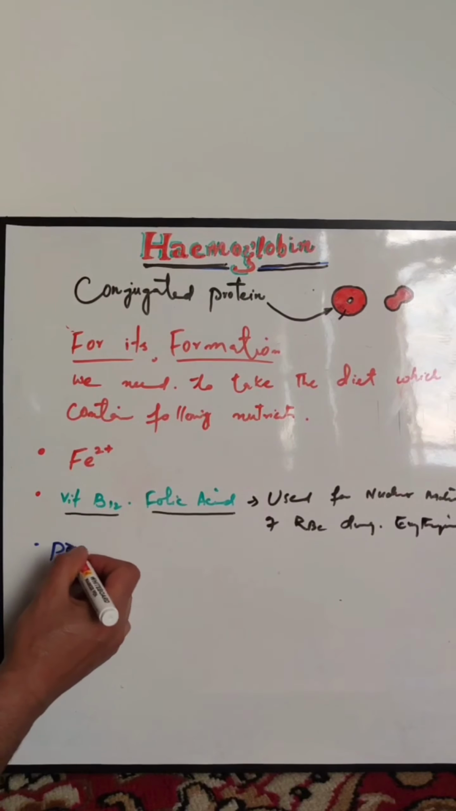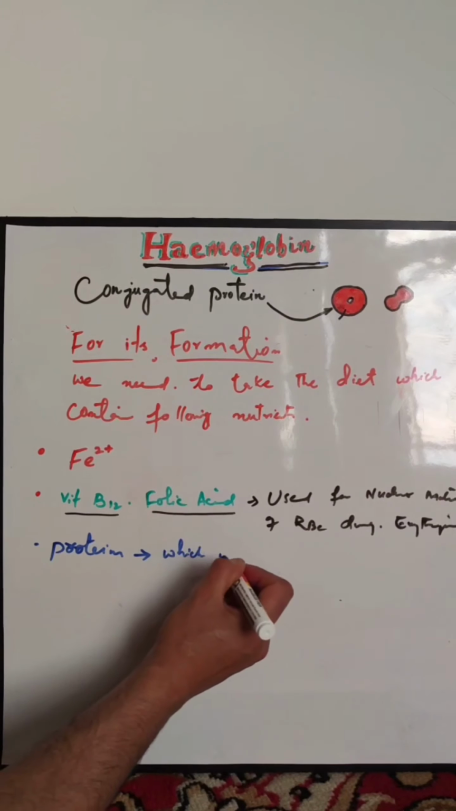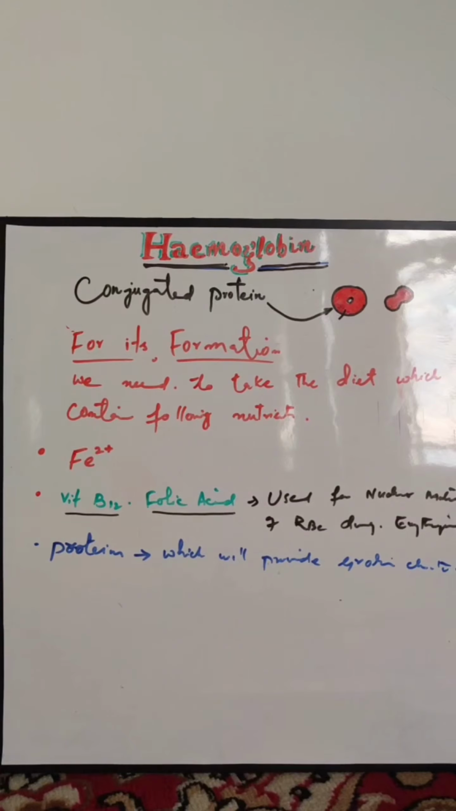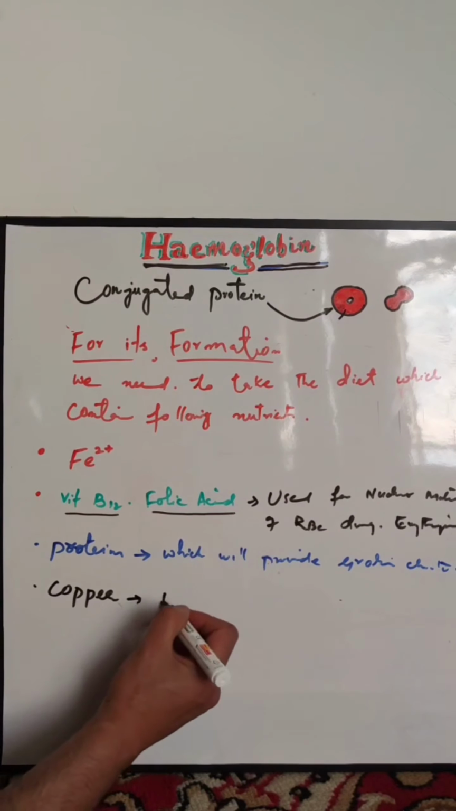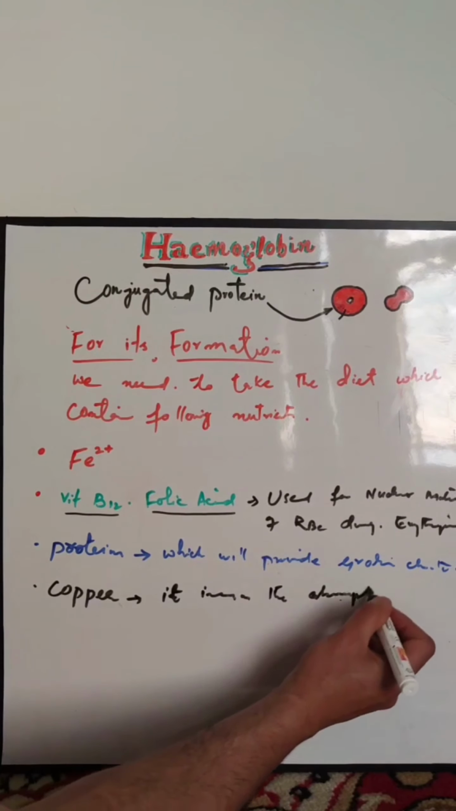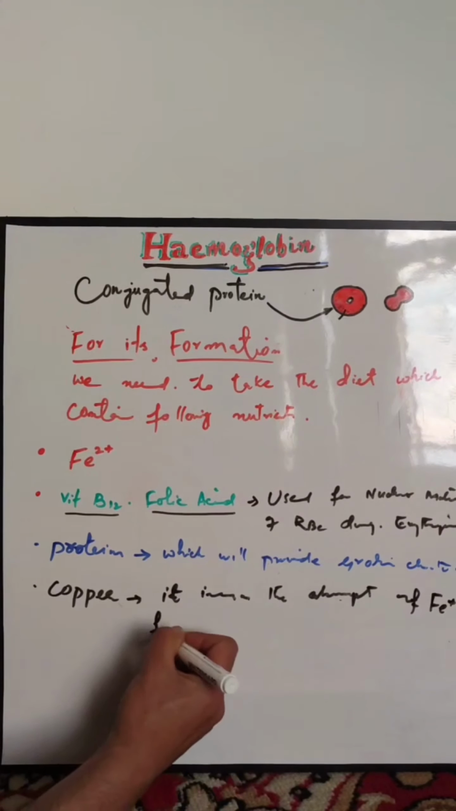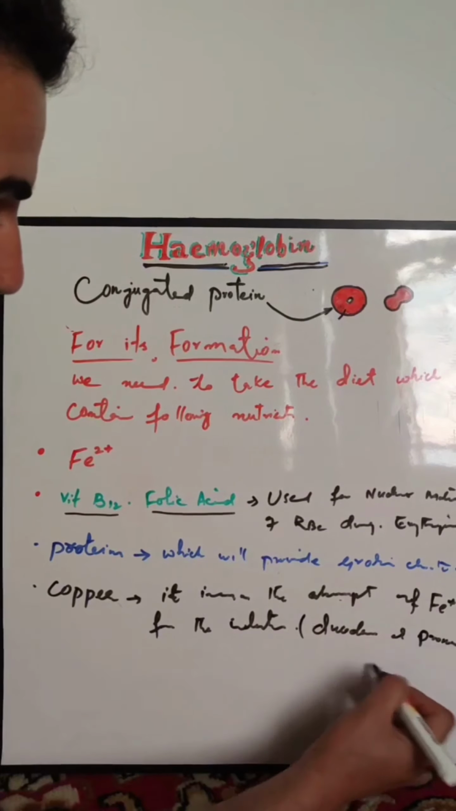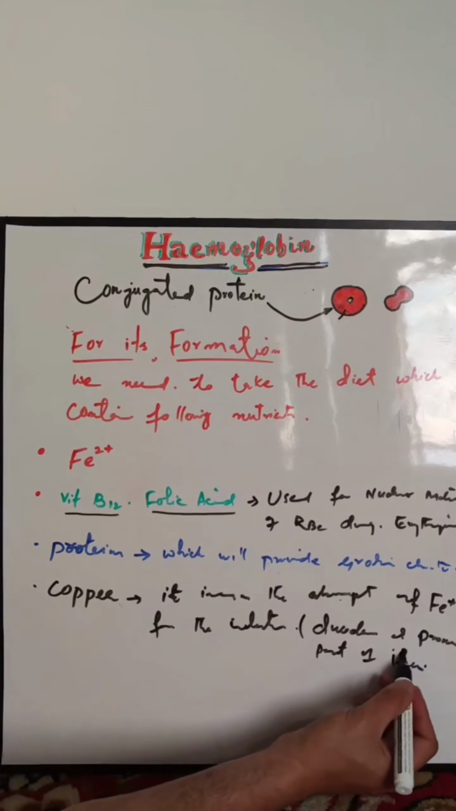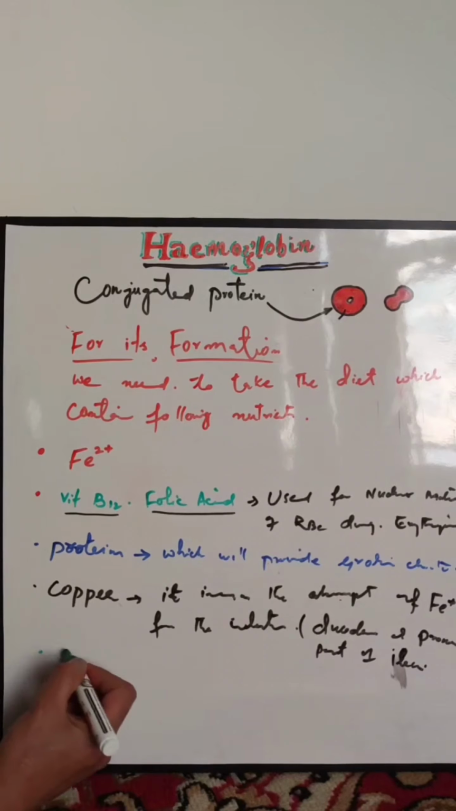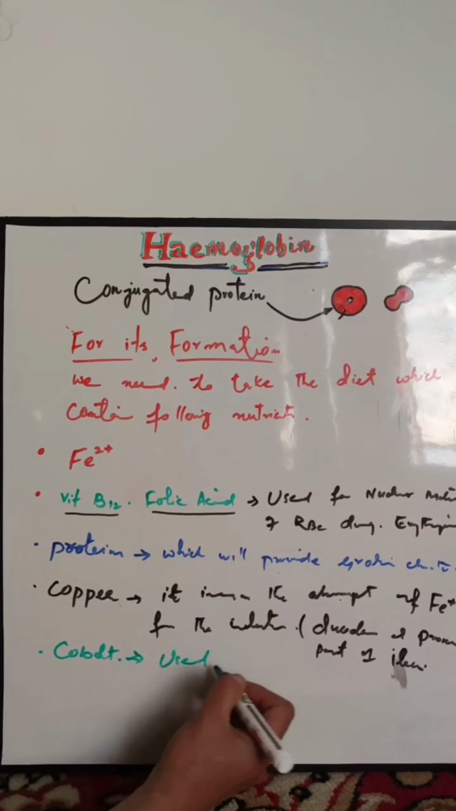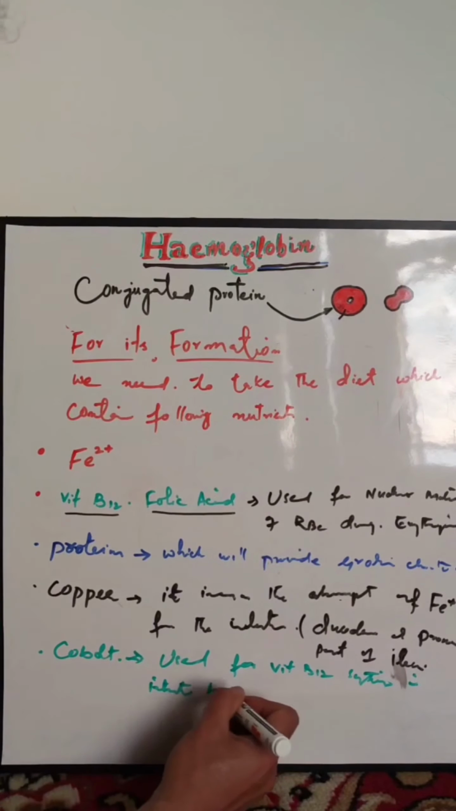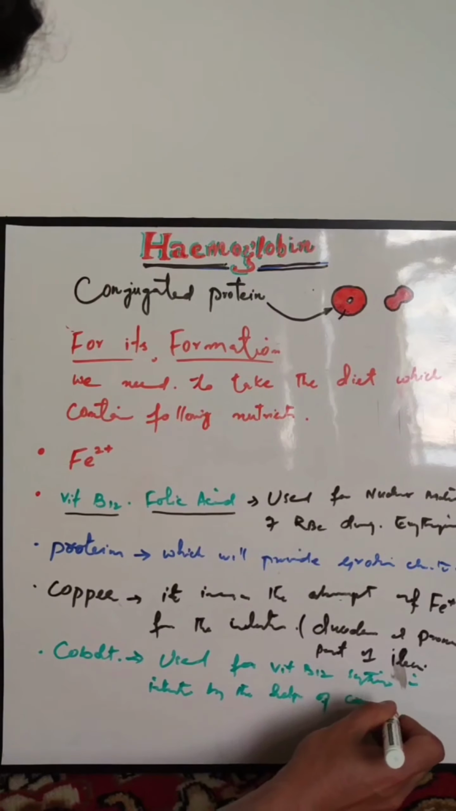Third one is protein diet. The diet must be full of proteins, which will provide the globin to the hemoglobin molecule. The fourth is copper. Copper increases the absorption of iron in the intestine. Mostly iron is absorbed from the duodenum and the proximal part of the ileum. And the fifth one is cobalt. Cobalt helps the commensal bacteria form vitamin B12.